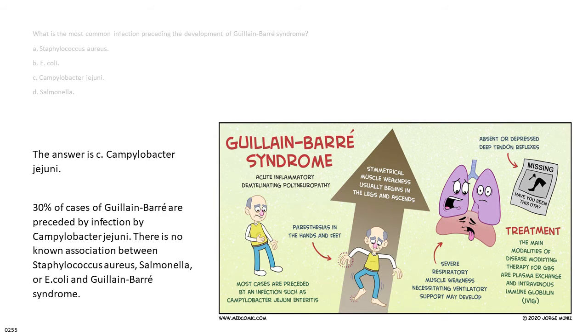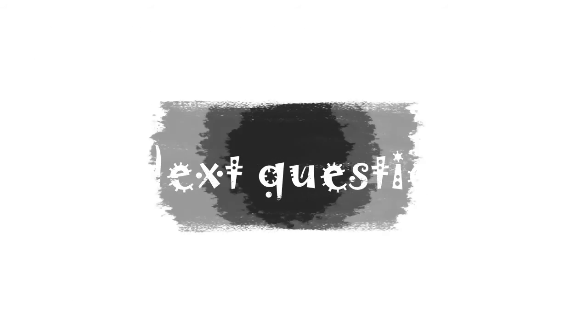The answer is C. Campylobacter jejuni. 30% of cases of Guillain-Barré are preceded by infection by Campylobacter jejuni. There is no known association between Staphylococcus aureus, Salmonella, or E. coli and Guillain-Barré syndrome.